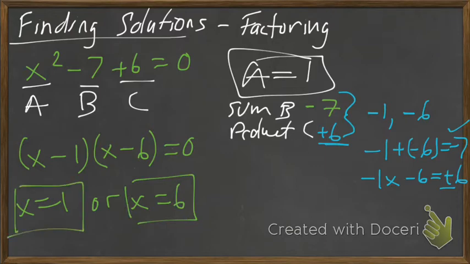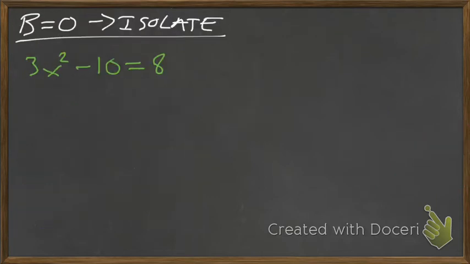So I did not need the quadratic formula for that. You could easily put these values in: a was 1, b was negative 7, and c was positive 6, into the quadratic formula, and you should get these values. Test that out, see if you get them. In many cases, if b is equal to 0, you could just isolate your x.